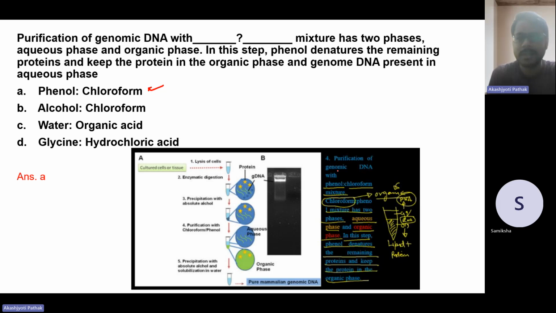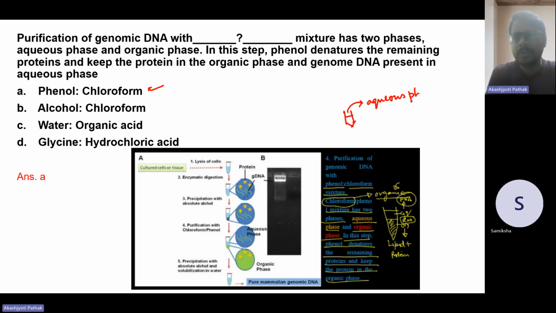So when you add the phenol chloroform mixture, this mixture will have 2 phases: aqueous phase and organic phase. In the organic phase, what will be present? Your lipids and proteins. Lipids and proteins are present, and in the aqueous phase, the DNA is present. So what do you do in the next step? You spin it, or you centrifuge it, and then you isolate the aqueous phase.